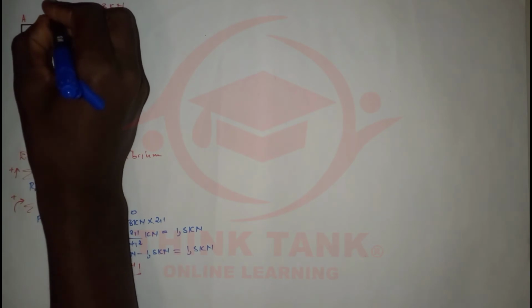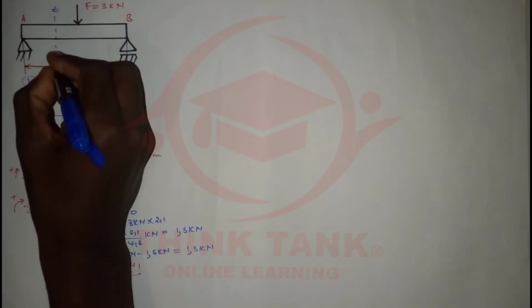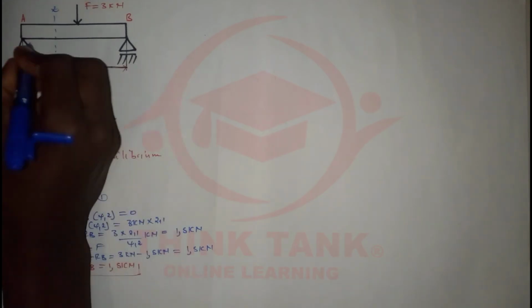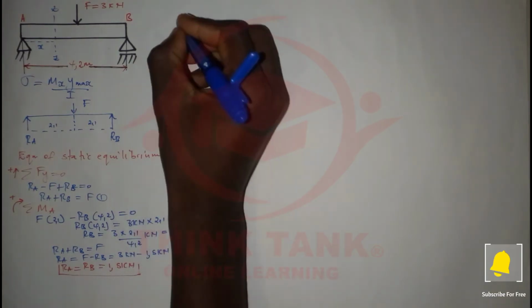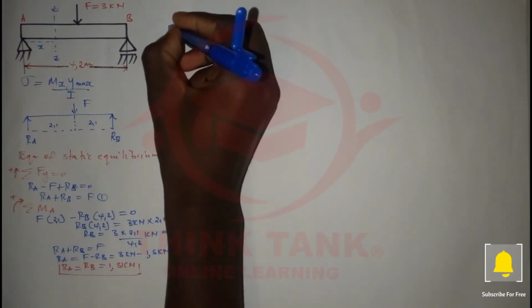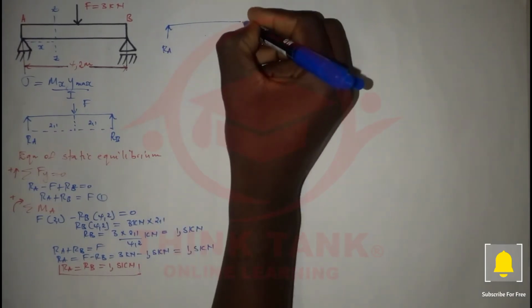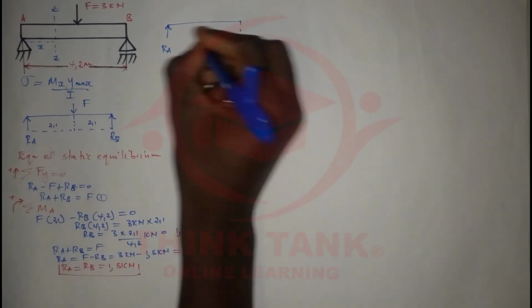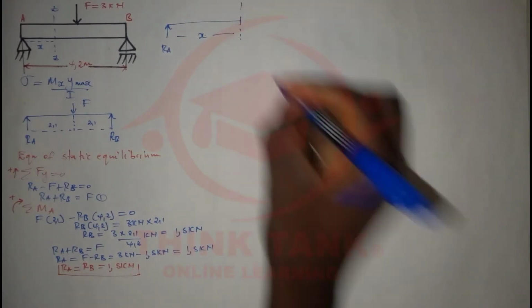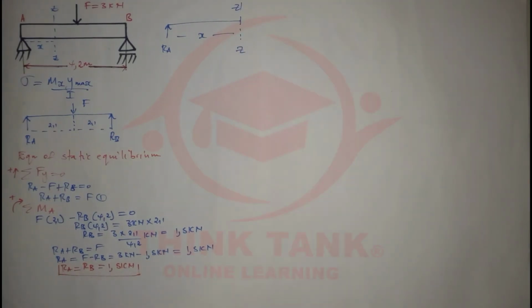So let me just choose, you can even choose Z. This is the section that we're going to take. I'm going to take Z, and I'm going to say the distance from here to Z, I'm going to call it X. So let me write it here. I'm going to have RA right here, reaction at A, and we have said the distance from here to here is x, and let me indicate here by saying this is the section ZZ.